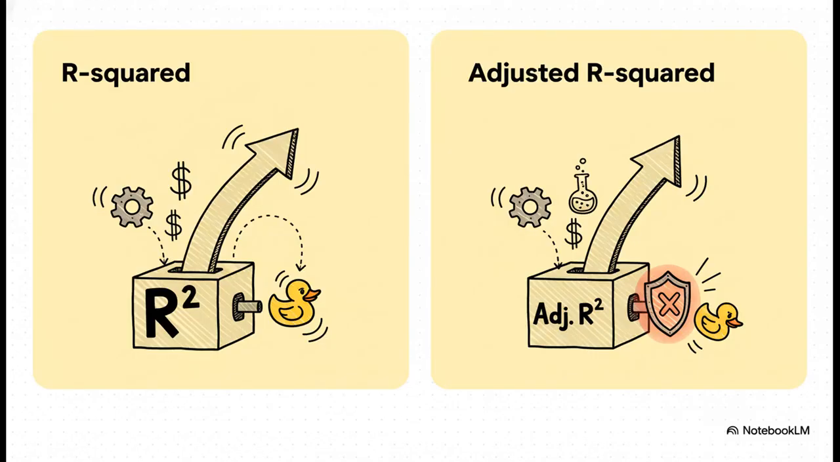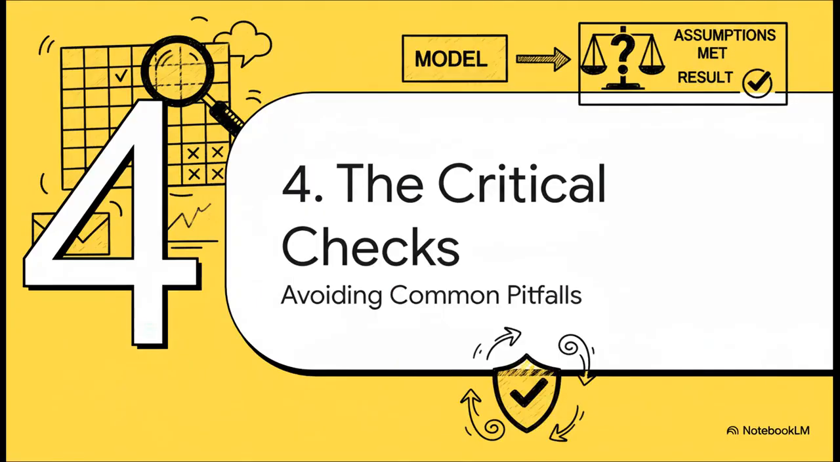But gotta give you a quick warning here. R² has a little problem. It's a bit of a people pleaser. It will always go up if you throw more things in your model, even if they're totally useless. That's why the pros tend to use adjusted R². It's smarter. It only goes up if the new ingredient you added actually improves the recipe. It's way more honest.